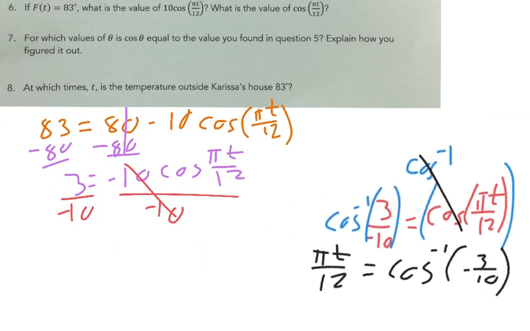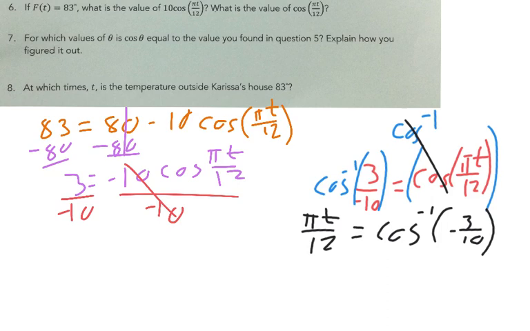Now I know you guys do this next part differently. If I'm trying to solve for t, why is t not by itself? It's being multiplied by pi over 12, so what would you guys do? That's what I would do. You're correct. If it's being multiplied by a fraction, I would multiply by the reciprocal. You guys would probably divide by pi over 12 in your calculator.